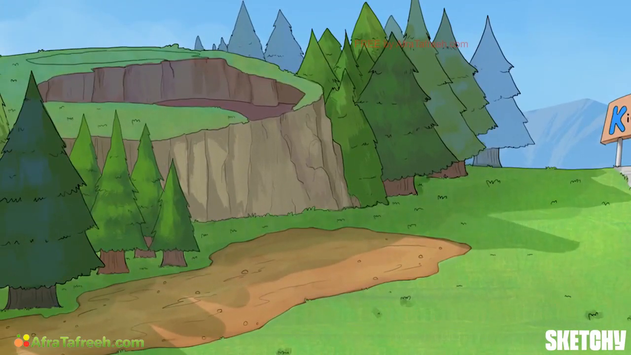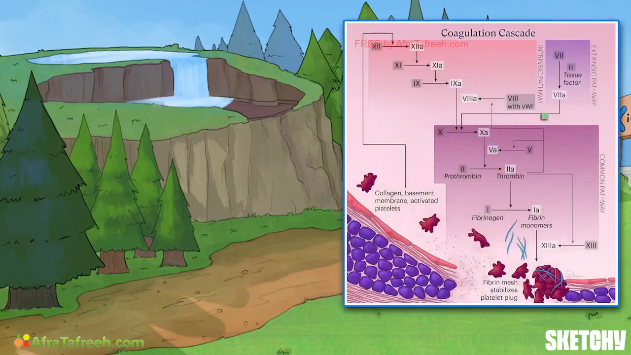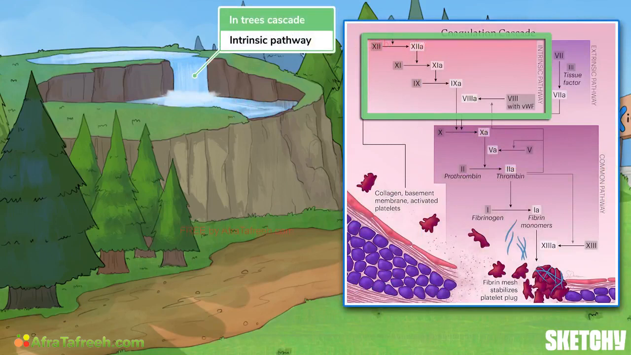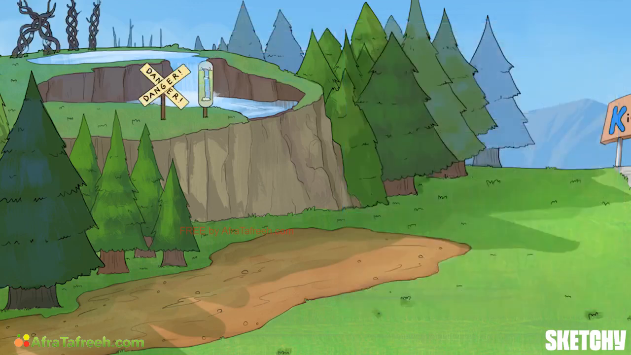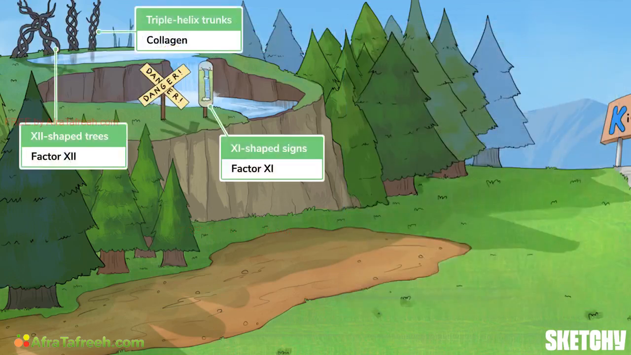All right, with that out of the way, let's survey the area, starting with this cascading waterfall within the trees, which will represent the intrinsic pathway. This pathway, also known as the contact activation pathway, begins with factor 12. Factor 12 is activated on contact with activated platelets or on contact with collagen or basement membrane following damage to endothelial cells. Hence why these 12-shaped dead trees with collagen-like triple helix trunks are at the top of our cascade.